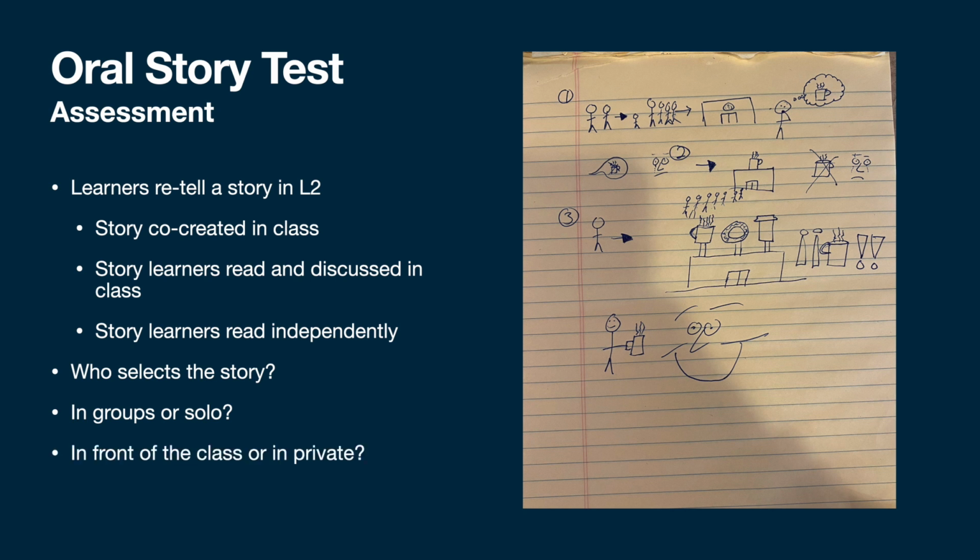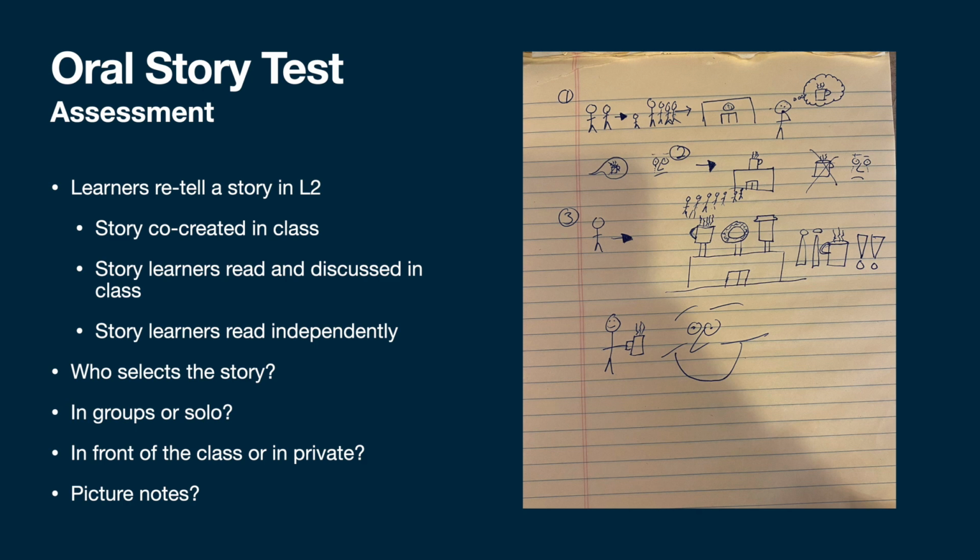Is it in front of the class or in private? I lean towards in private. Having them in front of the class will just raise their affective filter. Although that's something you need to decide. Do you want to see them perform with that affective filter raised? I recommend against having them perform with their affective filter raised because you won't get their best results. They do better when there's less pressure.